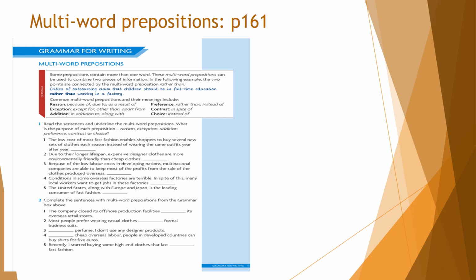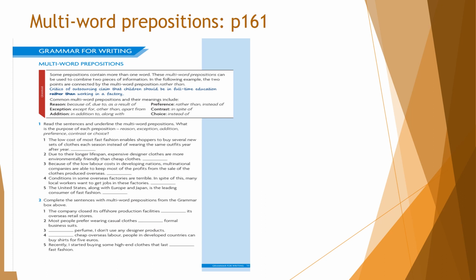Okay, so let's have a look. Common multi-word prepositions and their meanings include. For reasons, you can use because of, which we studied in the last lesson. Due to, as a result of. Those are all used when you're trying to give a reason for something. Due to the coronavirus, we are studying online. As a result of the coronavirus, we are studying online. Okay, so preference, we just talked about that, rather than, instead of.